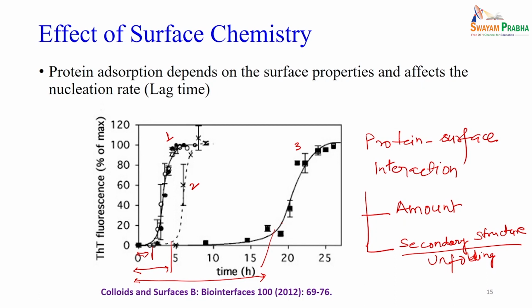So, the effect of surface depends on the surface property as well as the property of the protein, and depending on the surface-protein interactions, we can have different lag times. This lag time may even be very long, in which case there will be no aggregation, even in the presence of surface.